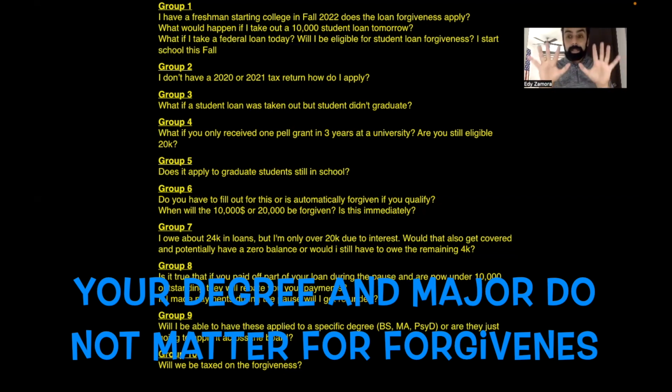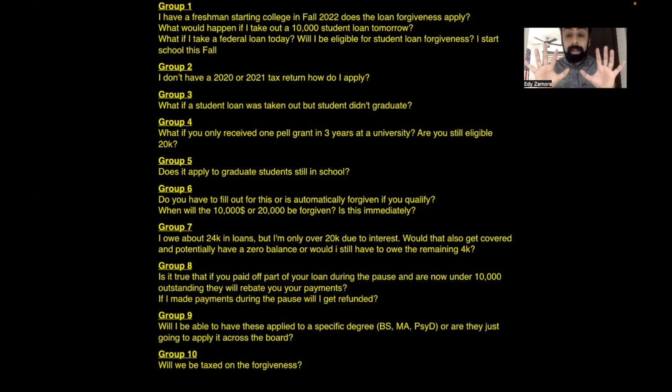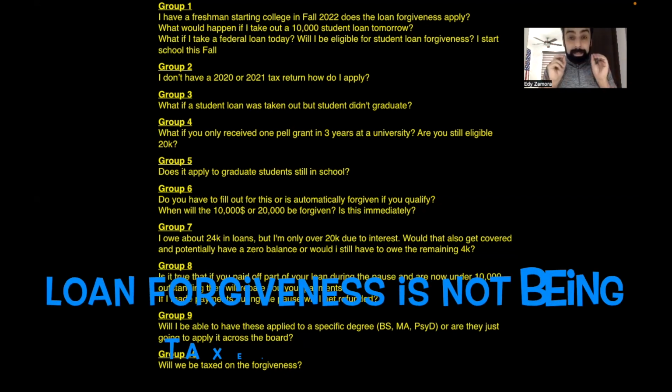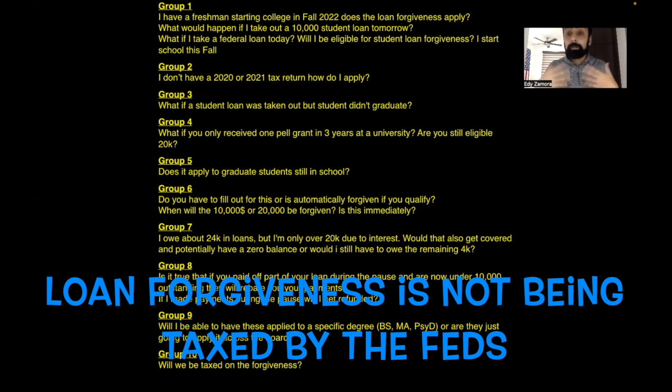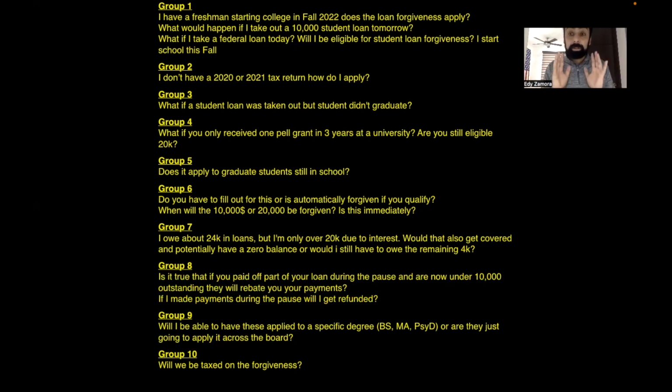And then the last part here, number 10, the 10th question you guys have been asking me, is: does this get taxed, as far as the loan forgiveness we're getting? And the answer is no. Based on the federal loan stuff, you will not be taxed federally for your federal loan forgiveness. So if you guys are getting 10,000 or 20,000 for the student or the parent and so on and so forth, it is not going to be taxed whatsoever. So you guys are fine here.